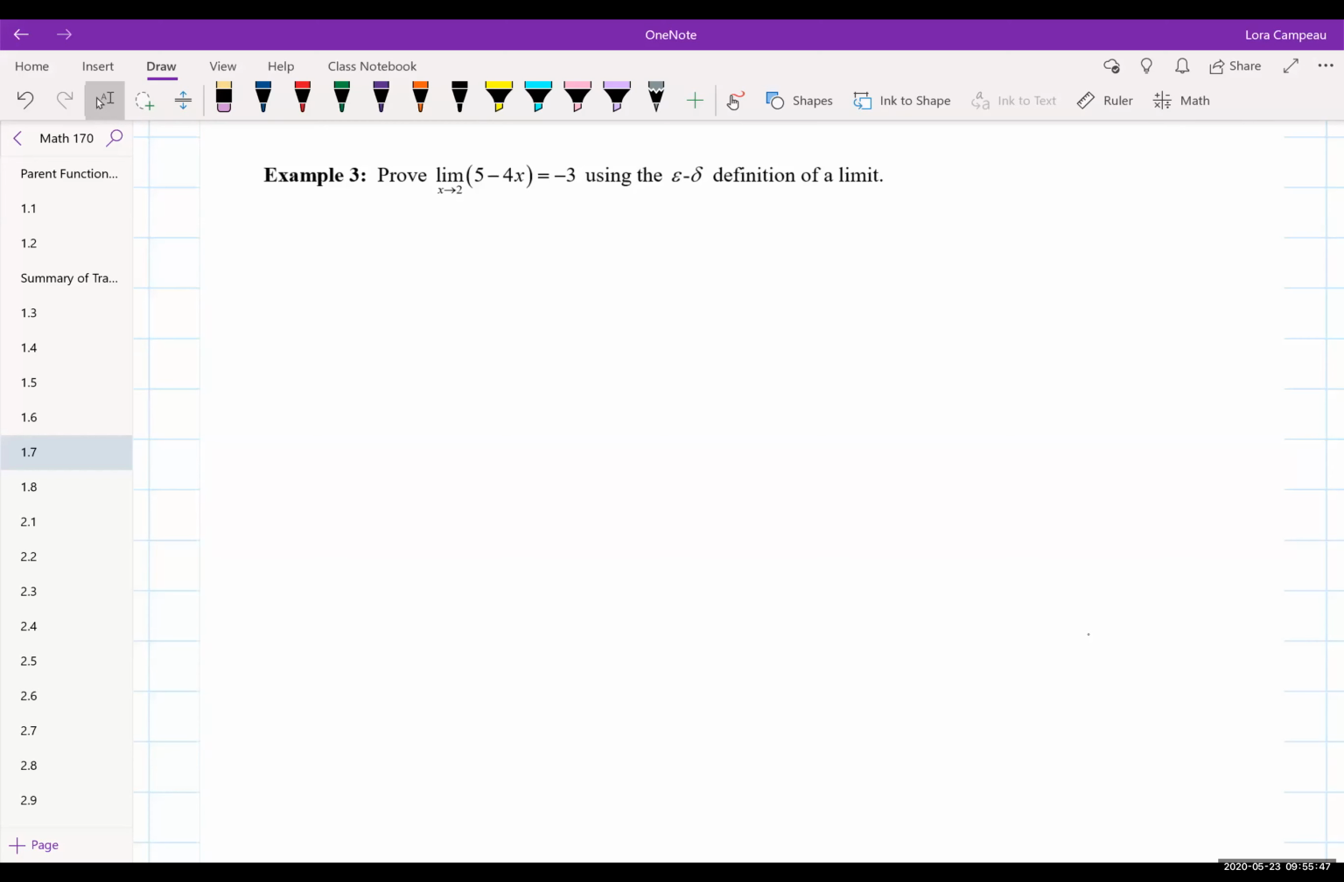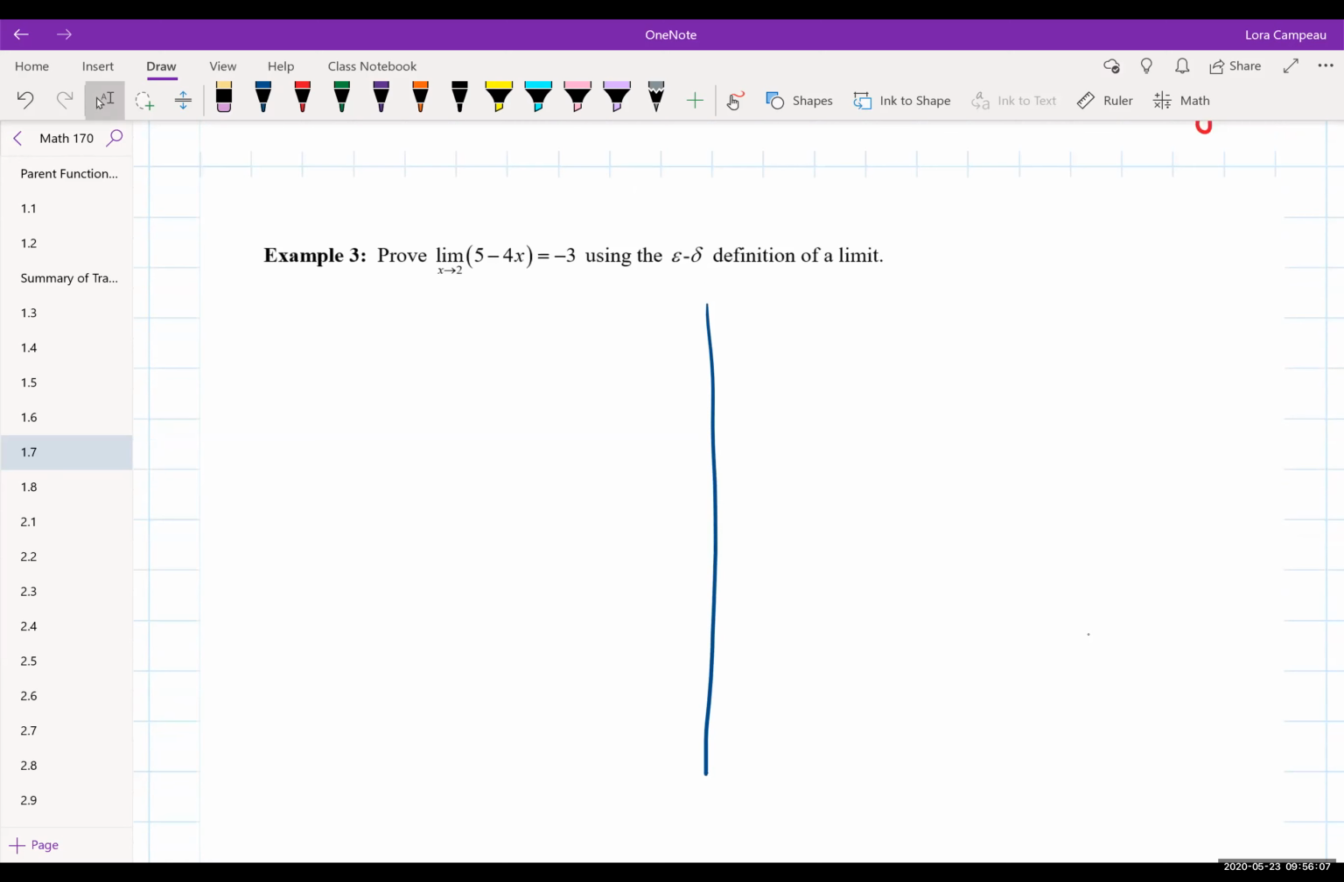Okay, so we're trying to prove that the limit as x approaches 2 of 5 minus 4x is equal to -3, again, using the epsilon definition of a limit. So we can go with our proof and our thoughts. When I'm first starting, you see me write out my definition. I like to refer back to it so I know which pieces to approach.